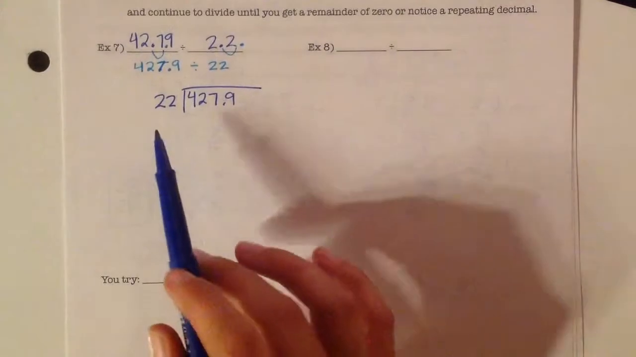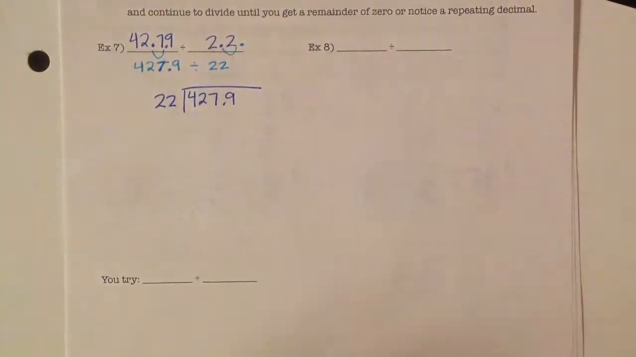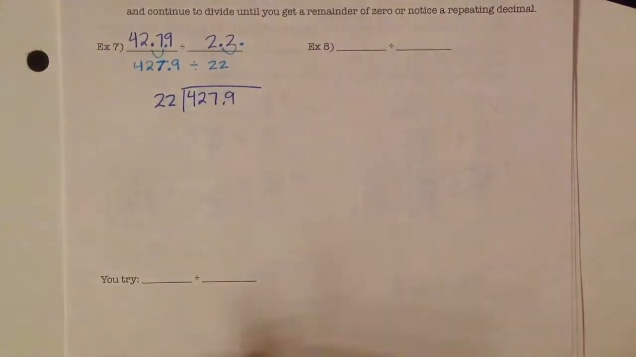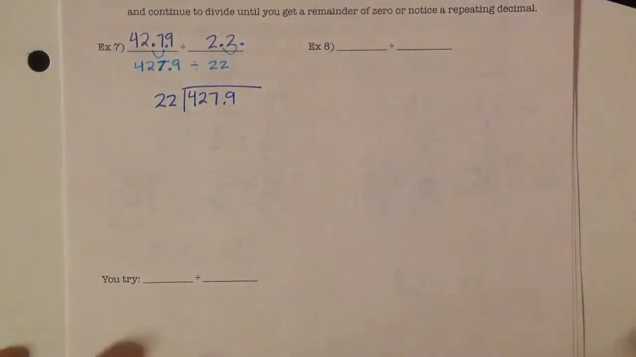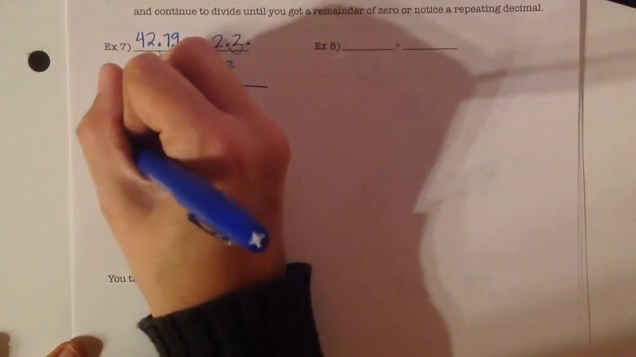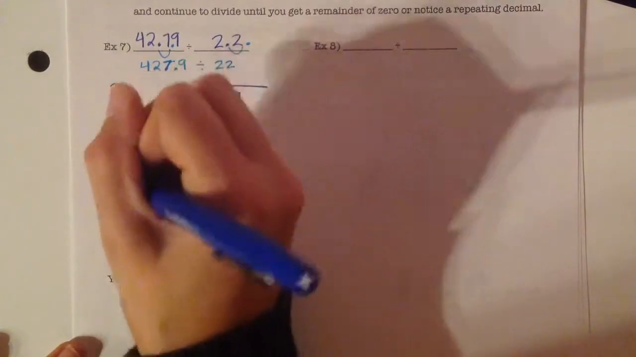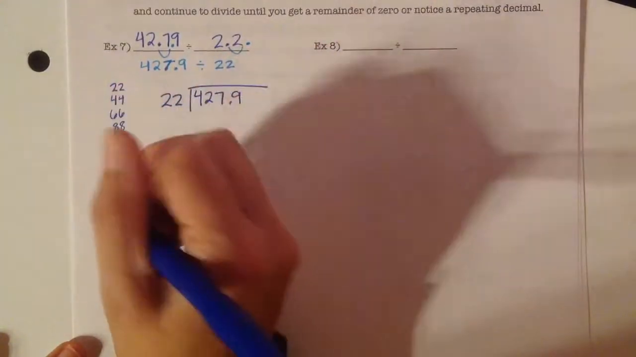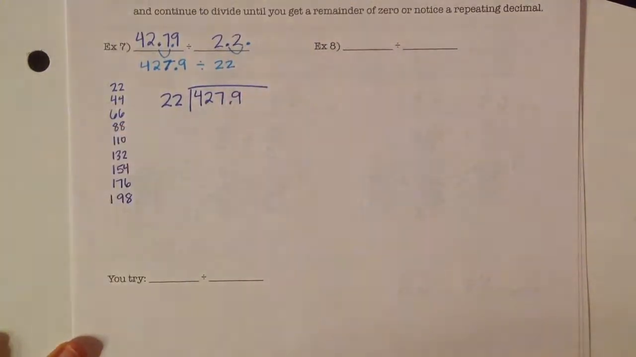When I'm dividing, basically what I need is to know my multiples of whatever I'm dividing by up to 9. 22 I might not know off the top of my head, so I'm going to write those multiples on the side. We've got 22, 44, 66, 88, 110, 132, 154, 176, 198. And that should be the first 9, and that's all that we need. It's going to make it easier when I'm doing this division.